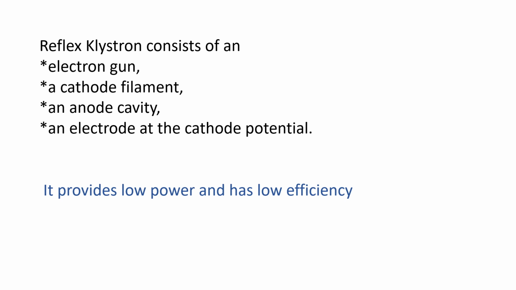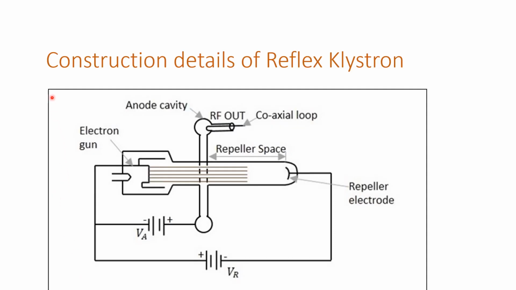For the construction of reflex klystron, we need an electron gun, a cathode filament, an anode cavity, and an electrode at the cathode potential. Reflex klystron provides low power and has low efficiency. In this slide, we discuss the construction details of the reflex klystron. This is the diagram of reflex klystron.